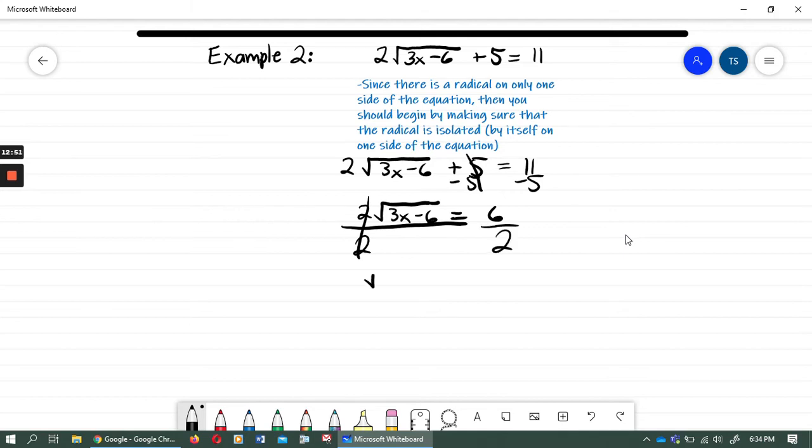Divide by 2. All right, so we've got the square root of 3x minus 6. That looks so much better with that radical completely by itself, isolated, by its lonesome.